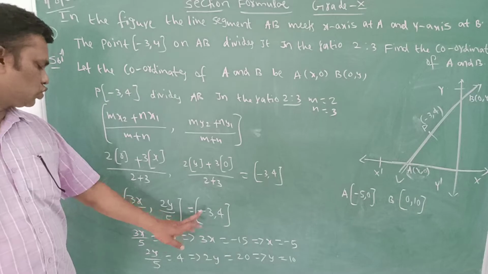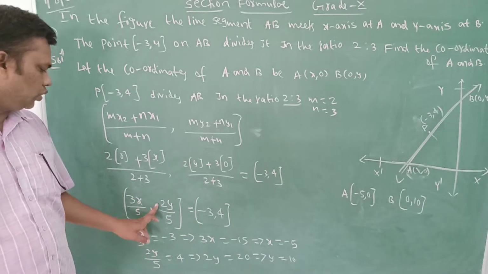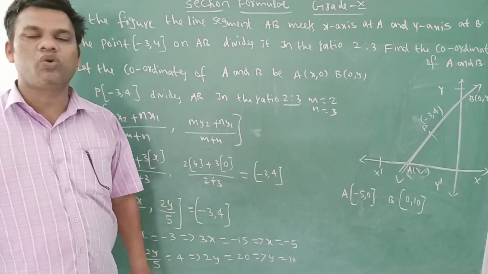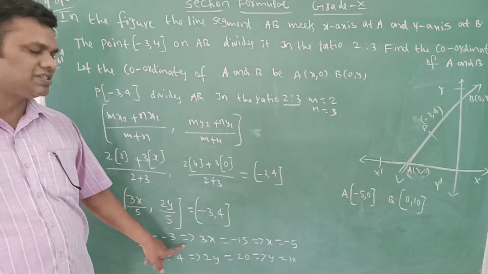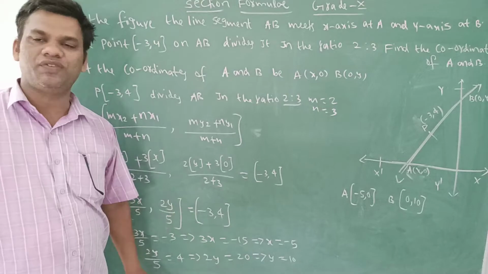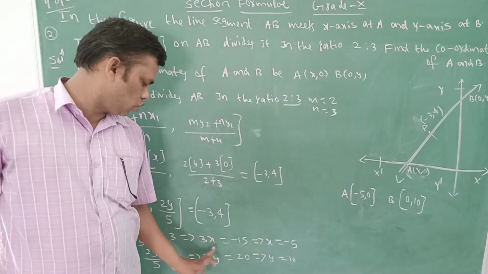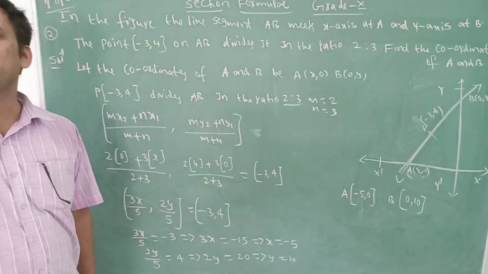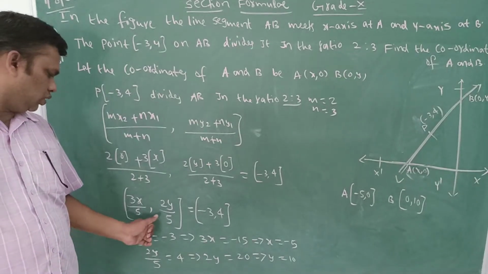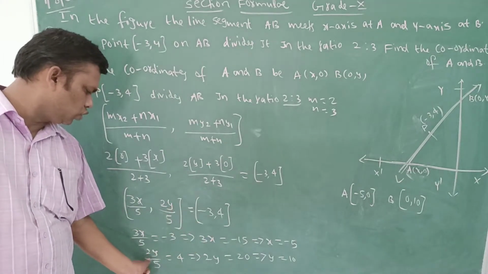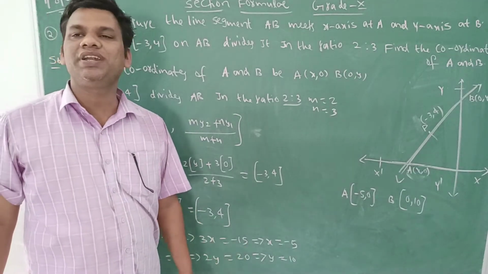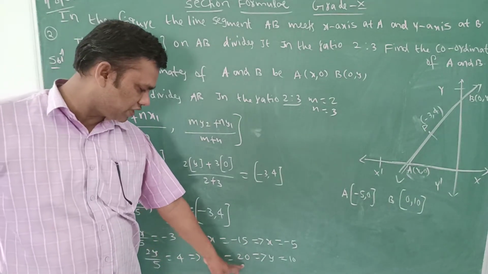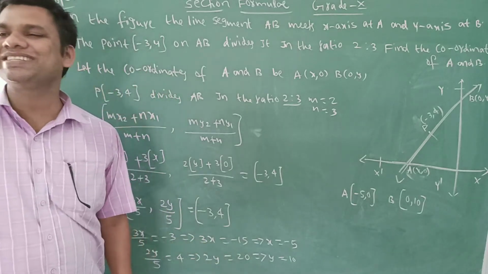3x upon 5 equals minus 3, 2y upon 5 equals 4. 3x upon 5 equals minus 3 implies 3x equals minus 15. x equals minus 15 upon 3, that is minus 5. 2y upon 5 is 4, so 2y equals 4 into 5, which is 20. y is 20 upon 2, that is 10.